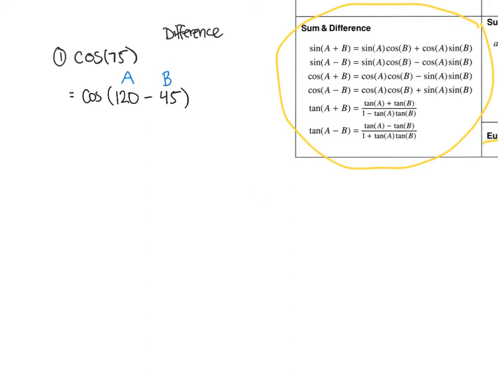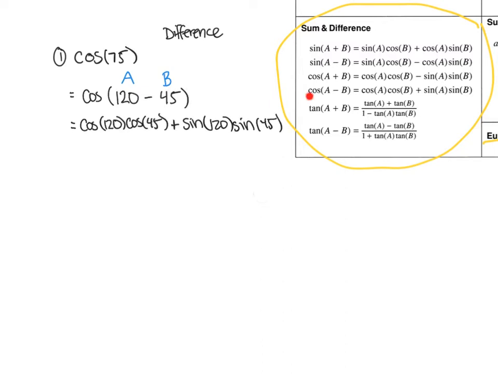And I do this because 120 minus 45 gives me that 75 degrees, and we now have our angles A and B. So when we set this up, instead of using A and B, I'll use 120 and 45. So I'm not going to use negative 45, I'm just going to use 45 because that negative, or that minus, is part of the equation. So this will become cosine of 120 times cosine of 45 plus sine of 120 times sine of 45.